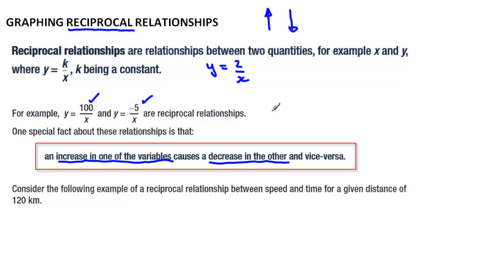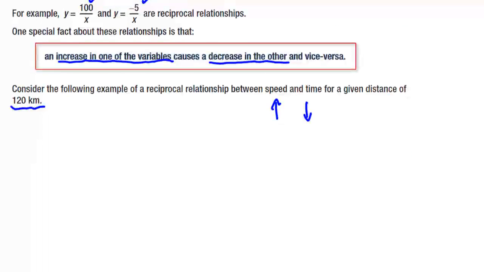And they say, let's have a look at a possible example. Consider an example of a reciprocal relationship between the speed and the time given for a given distance of 120 kilometres. And I think you can see that the faster you go, the less time. So speed goes up, the time taken to do the trip over a set amount of distance would go down. So looking at this as an example, I'll just pop over to the next slide.